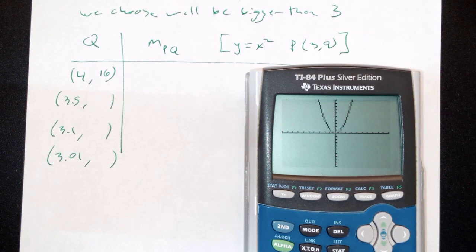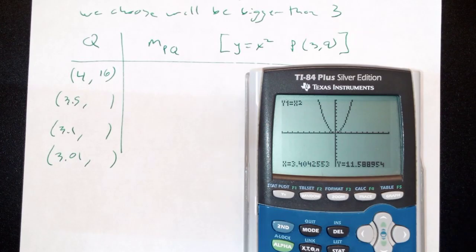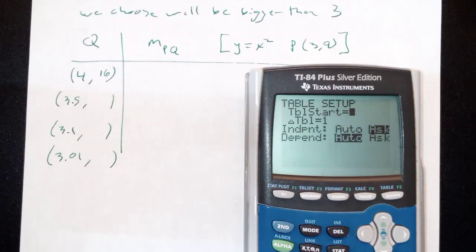I can use the trace option, this button right here. And then I can put in whatever number I want, 3.5, 3.1, and it'll give me the y values. If I want to keep these hanging around, above window, it says TBL set, table setting, second table set.